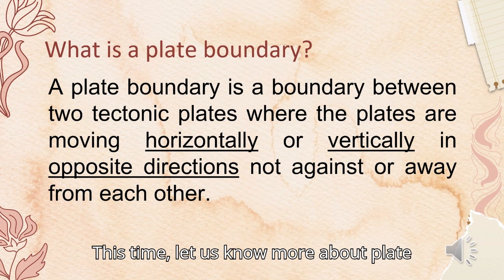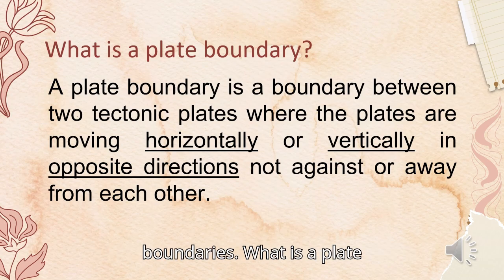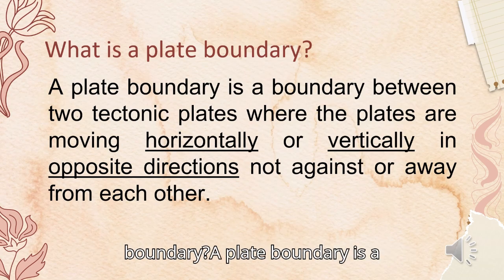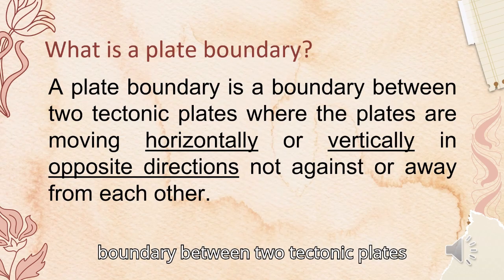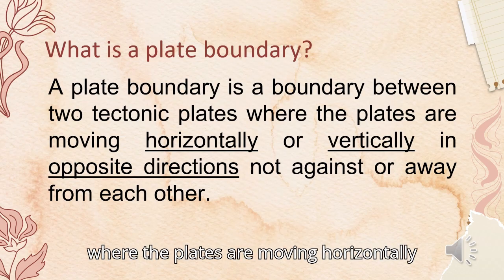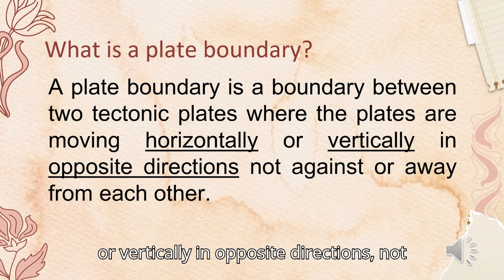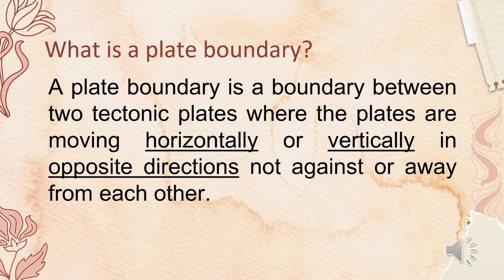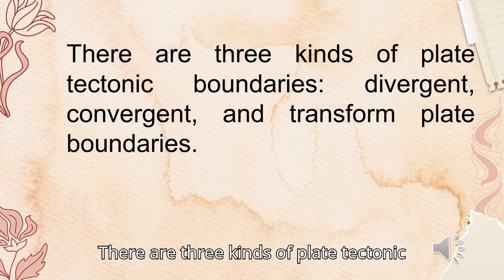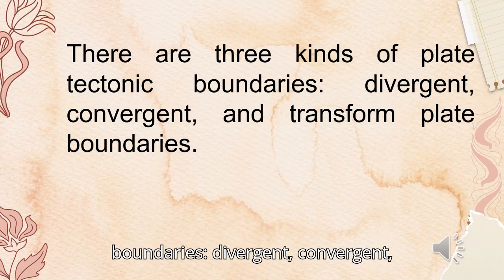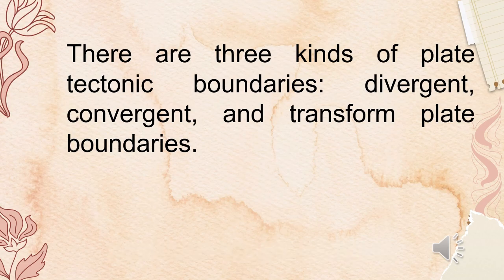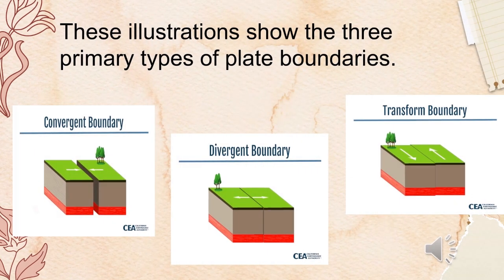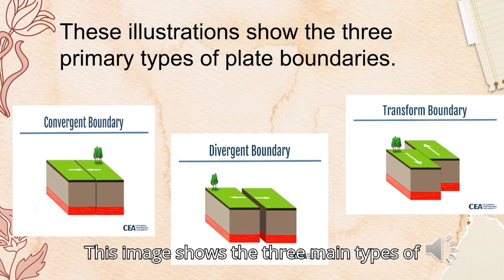This time, let us know more about plate boundaries. What is a plate boundary? A plate boundary is a boundary between two tectonic plates where the plates are moving horizontally or vertically in opposite directions. There are three kinds of plate tectonic boundaries: divergent, convergent, and transform plate boundaries. This image shows the three main types of plate boundaries.